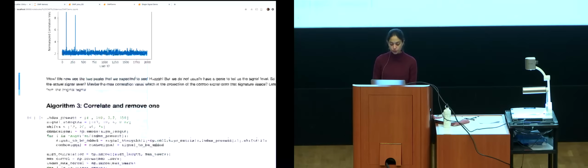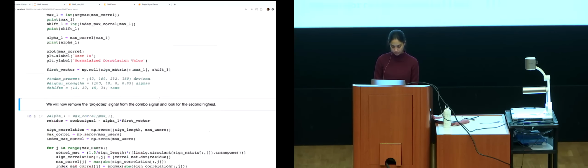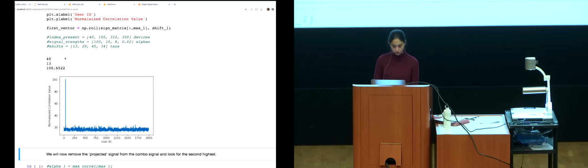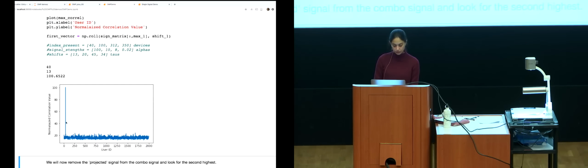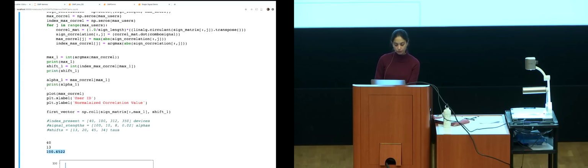So instead of just populating this with this 100, what can we do? So this is just running the same code again. I will do it quickly. So here we basically see that what we get is that we have device 40 transmitting at shift 13, and the maximum value of this normalized cross correlation is a little bit above 100, right? It's actually 100.6522. This alpha 1 that I'm plotting here, do you see this? I'm just finding the exact value of this peak.